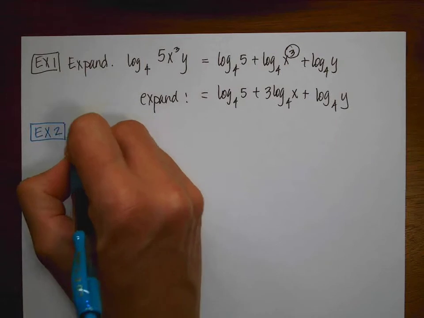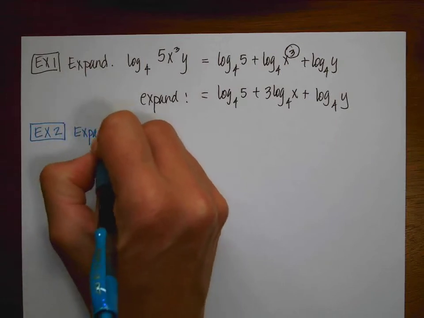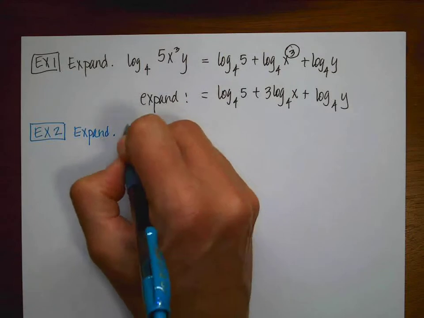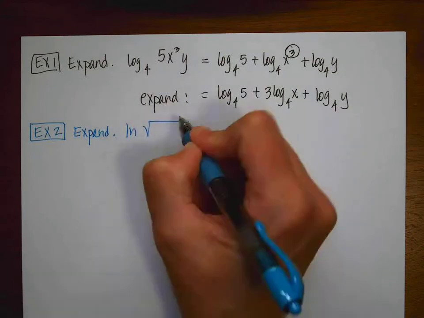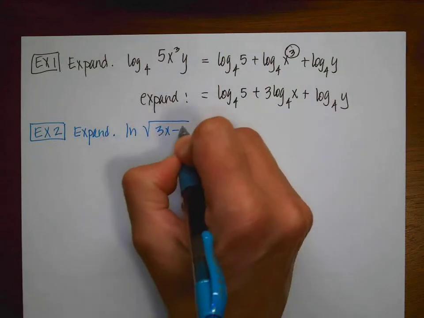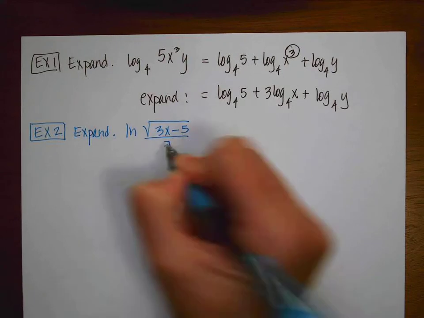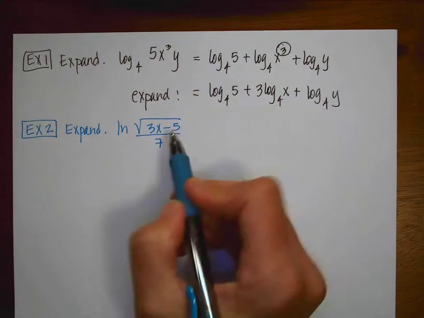All right, example 2 is also going to say to expand, and I'm going to have the natural log of the square root of 3x minus 5 divided by 7.